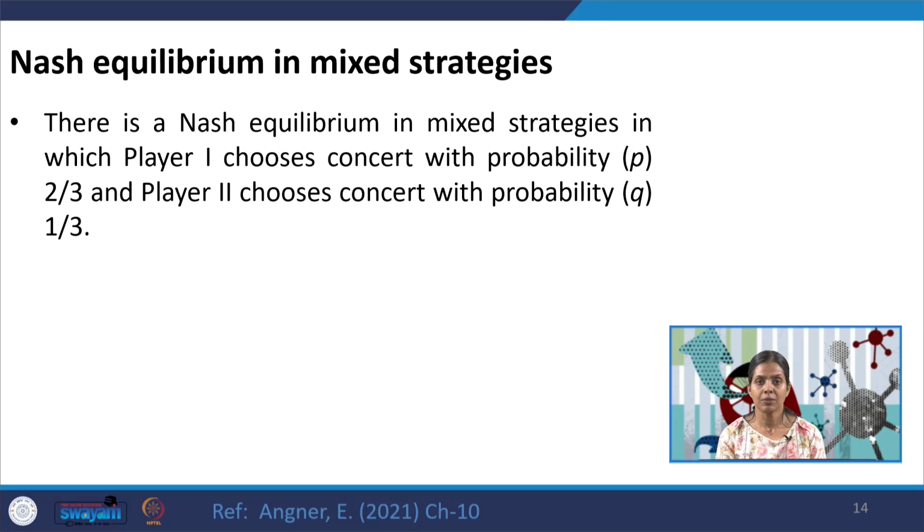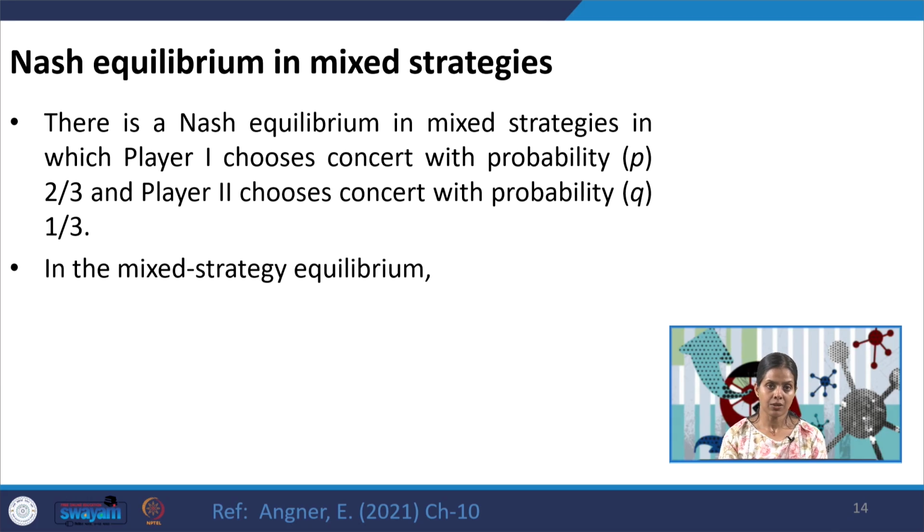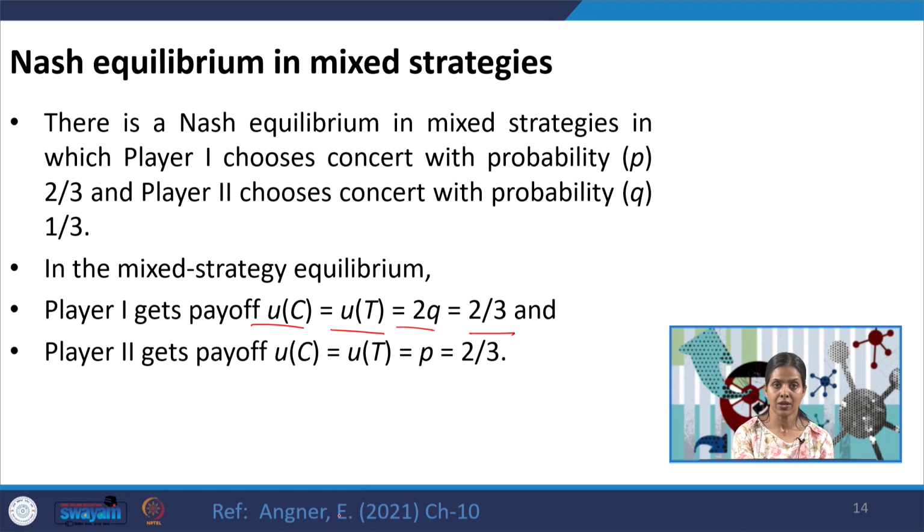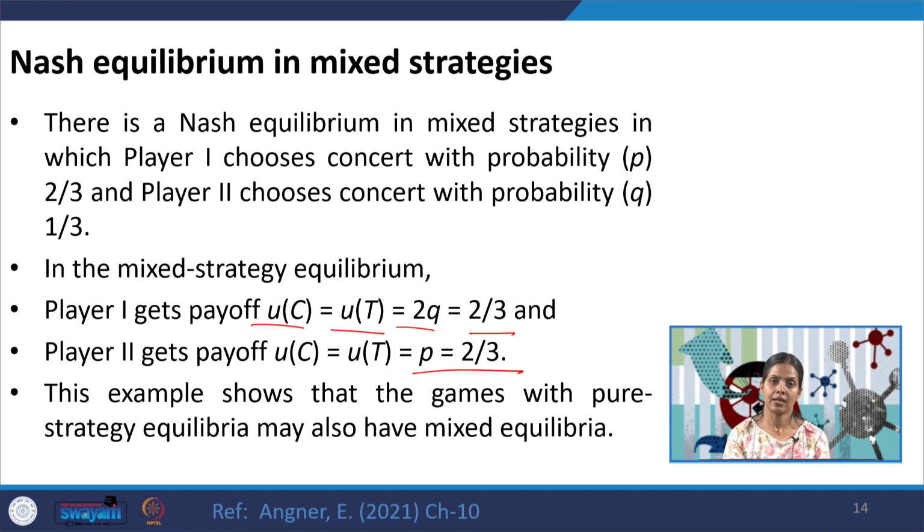There is a Nash equilibrium in mixed strategies in which player 1 chooses concert with probability 2 by 3 and player 2 chooses concert with probability 1 by 3. In the mixed strategy equilibrium, player 1 gets payoff UC equals UT equals 2Q, that is 2 upon 3. Player 2 also gets a payoff of 2 upon 3. This example shows that games with pure strategy equilibria may also have mixed equilibria.